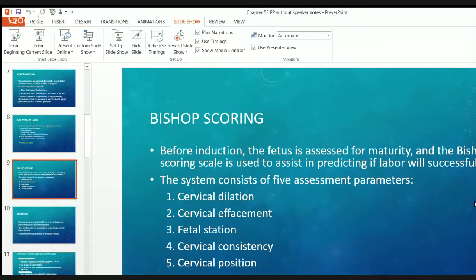Again, with this being said, we don't want to put a woman into labor unnecessarily. And then again, we don't want to have a woman start contracting if she's not going to have a vaginal delivery. So again, ultimately, Bishop scoring is to figure out if she will be able to have a vaginal delivery.